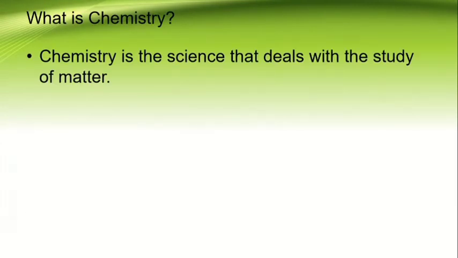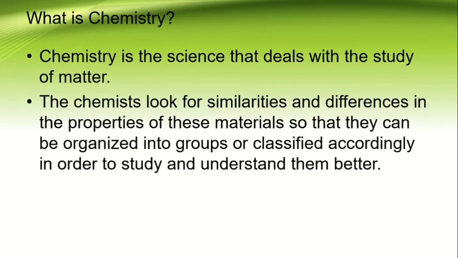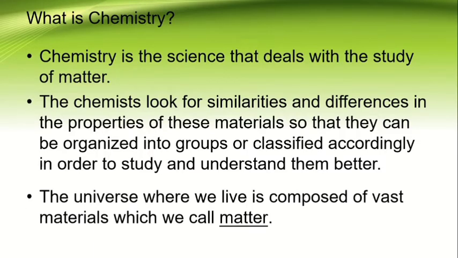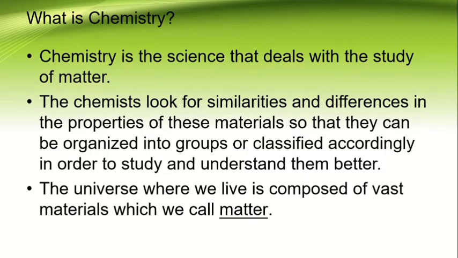What is chemistry first? Chemistry is the science that deals with the study of matter. The chemist looks for similarities and differences in the properties of these materials so that they can be organized into groups or classified accordingly in order to study and understand them better. The universe where we live is composed of vast materials which we call matter.